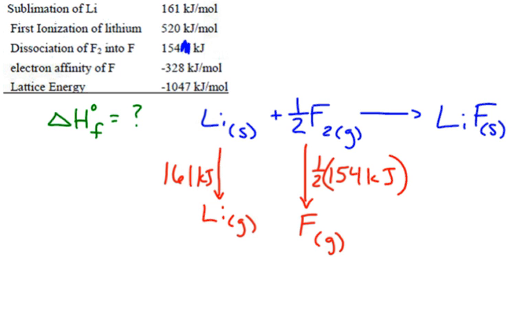Literally ask yourself, let's compare and contrast. If I'm breaking apart 2 CLs, that becomes 2 CL, right? If I'm breaking apart half of an F2, it becomes just one F. We have to have station letters for the whole thing.